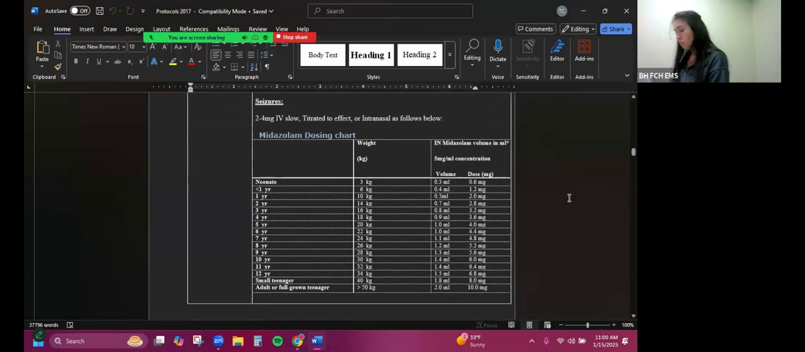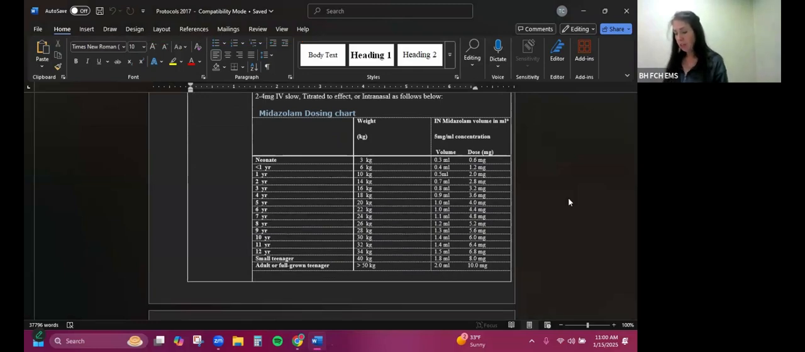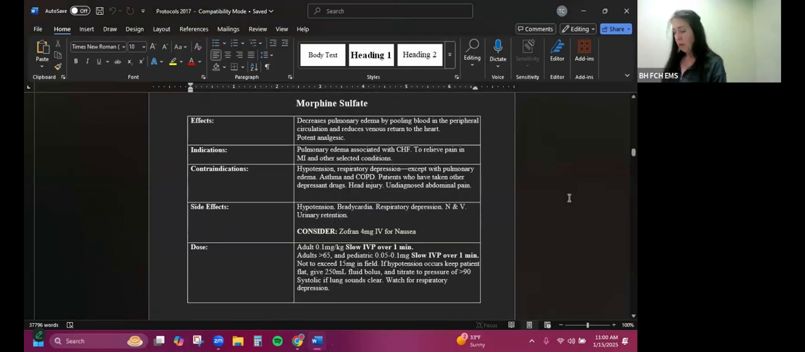So that's our Versed. Our morphine, we've carried for years. It decreases pulmonary edema by pooling blood in the peripheral circulation and reducing venous return to the heart. So the indications are pulmonary edema associated with CHF, to relieve pain in MIs, and other select conditions. The contraindications are hypotension, respiratory depression except with pulmonary edema, asthma, COPD, patients who have taken other depressant drugs, head injuries, or undiagnosed abdominal pain.